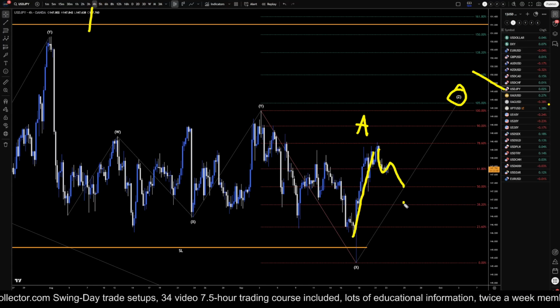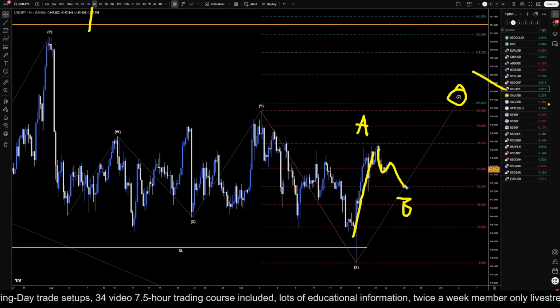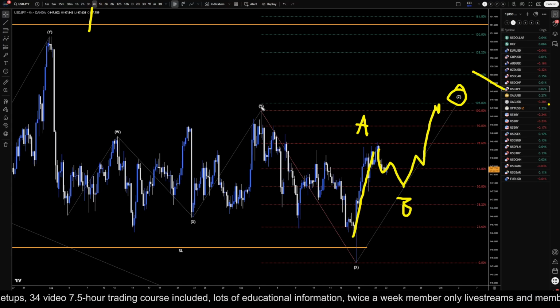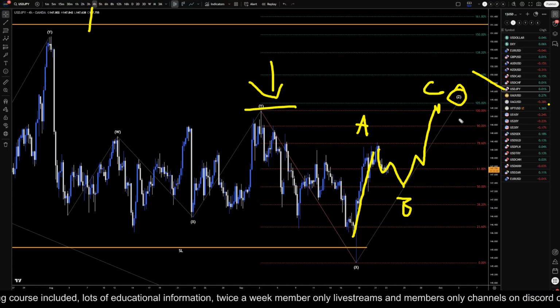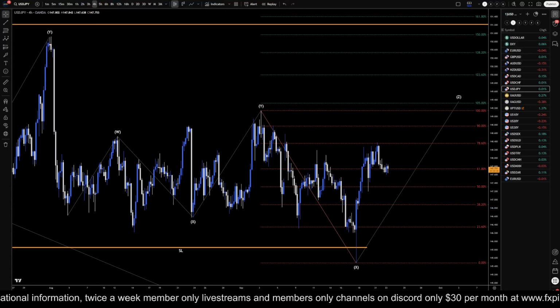We likely need to see a wave B, which I don't really think is over yet. And we need to most likely see another push up that would take out the wave Y for the wave C of wave Z. Definitely a complex overlapping corrective pattern, that's for sure.